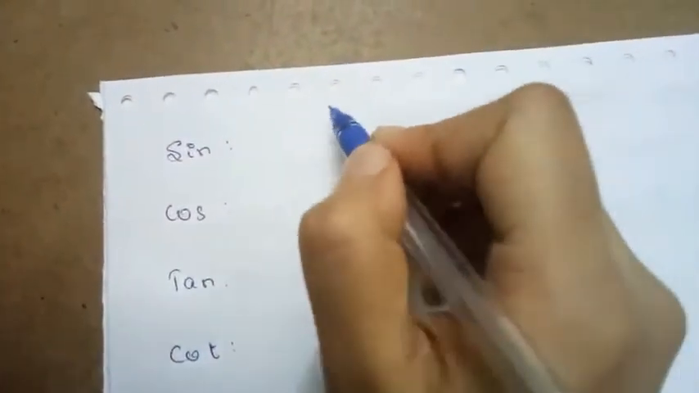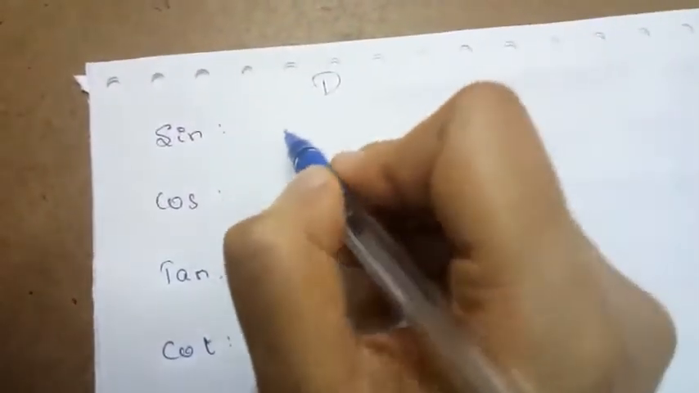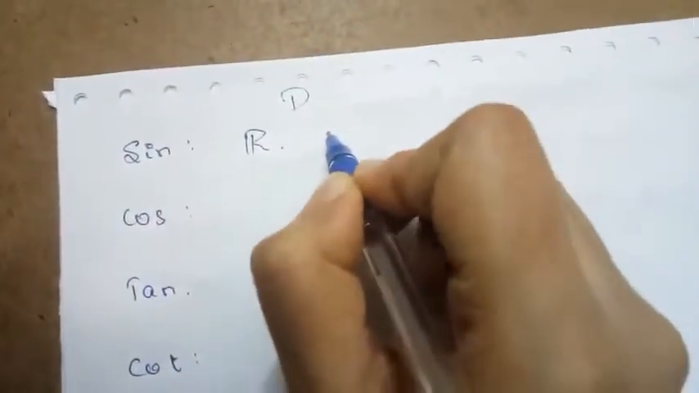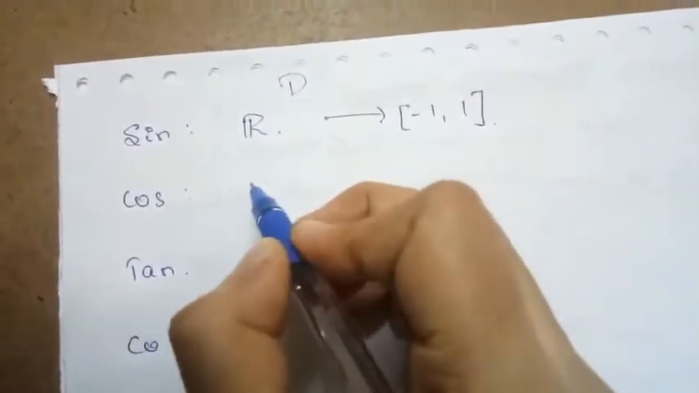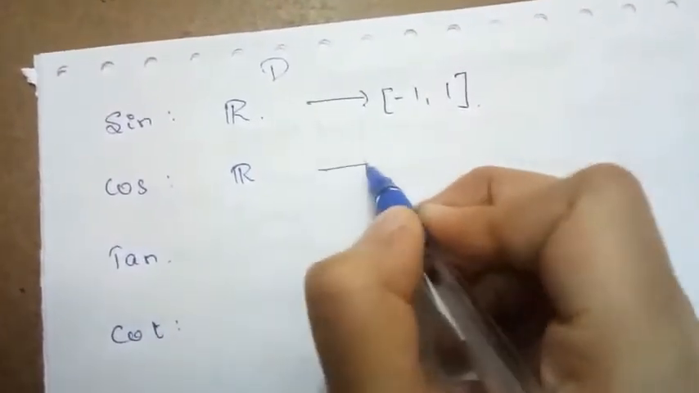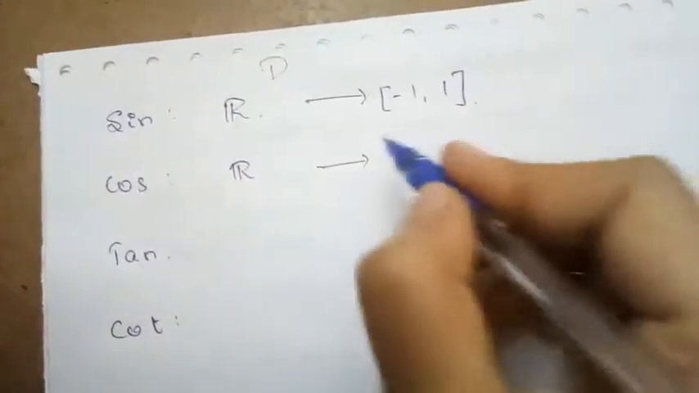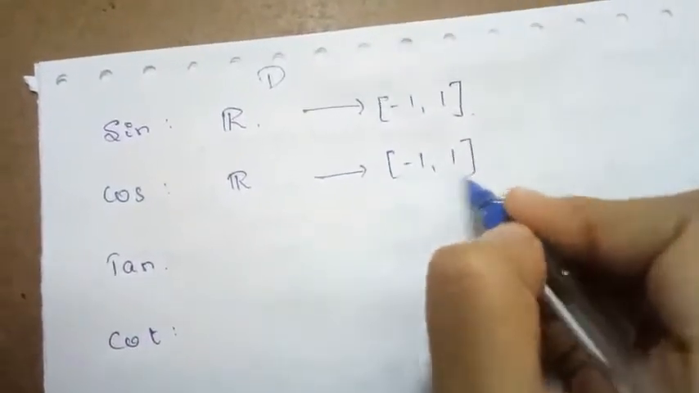Before talking about the inverse trigonometric functions of each of the trigonometric functions, let us know the domain and the range of each and every trigonometric function. When it comes to the sine function, what is our domain? It is the set of real numbers. What is the range of the sine function? It lies from -1 to 1. Then similarly, what is the domain of the cos function? It is also the set of real numbers, and the values of the cos function range from -1 to 1.